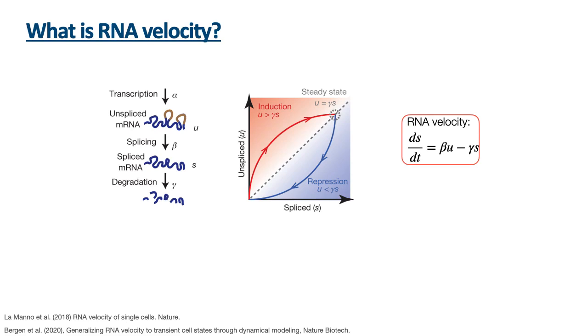The RNA velocity is then given as the time derivative of the spliced counts for each cell, and this allows us to predict the future state that the cell would have, and thus the direction of differentiation. Now this concept was first introduced by La Manno et al. in 2018, but it was extended by Bergen et al. in 2020, who recovered the full reaction rate parameters through dynamical fitting.